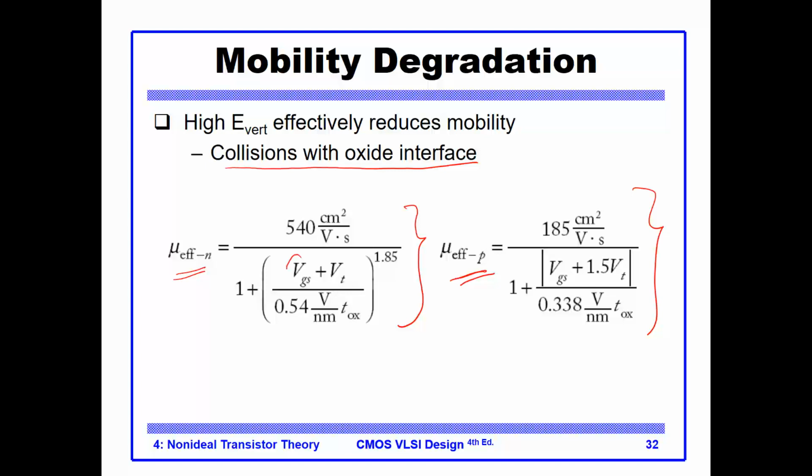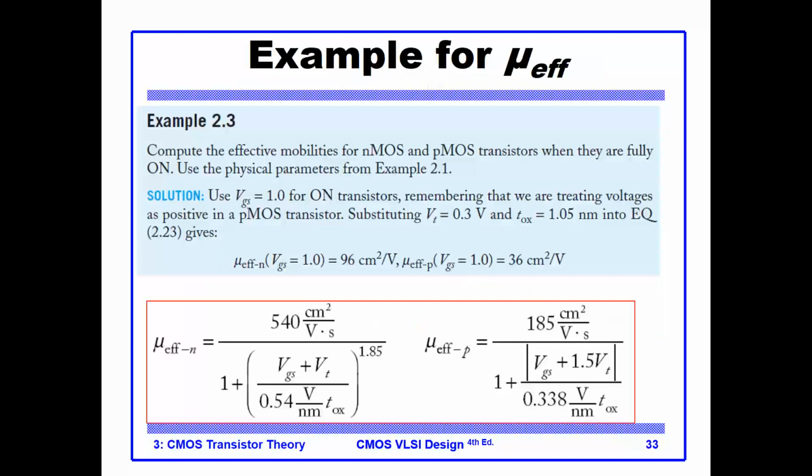Notice where the VGS is situated here. It ends up reducing the effective mobility for both the electrons and the holes. One of the things that you might see in your assignment or exam is to compute the effective mobility for an nMOS and PMOS transistor when they are fully on. Why when they are fully on? Because this is where you have the maximum VGS. This doesn't happen when the device is off.